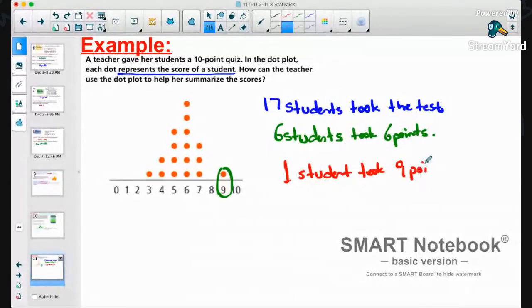All right, can I say that this class was successful from this quiz? According to my data, I cannot say that. Why? Because most of the students, the cluster is gathered between 3 to 6. This is the reason this class didn't do well in this 10-point quiz. Next one.